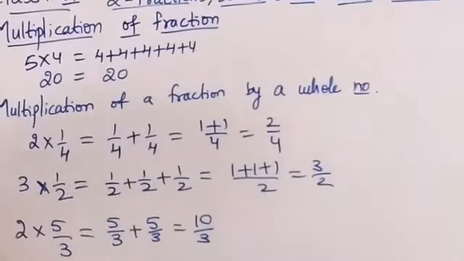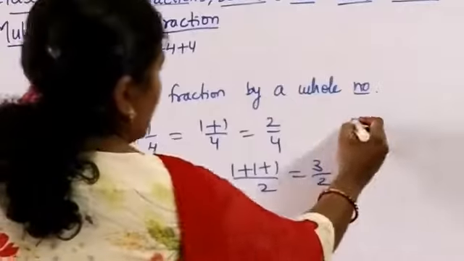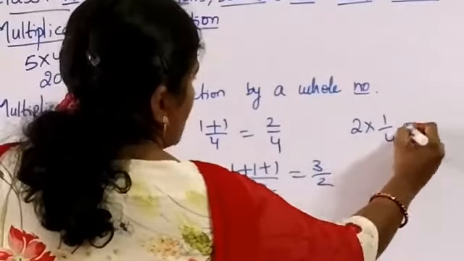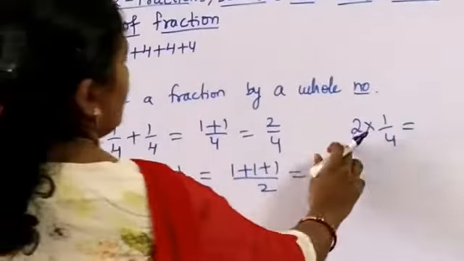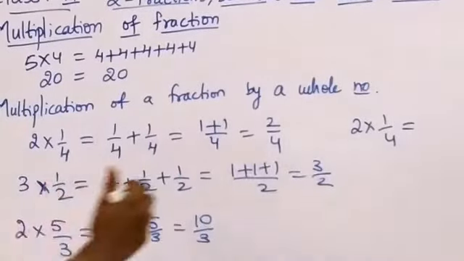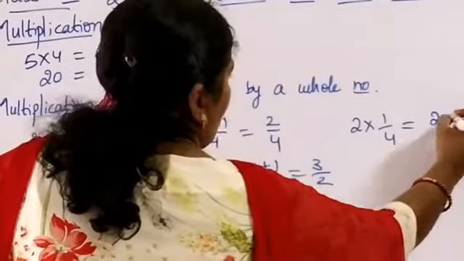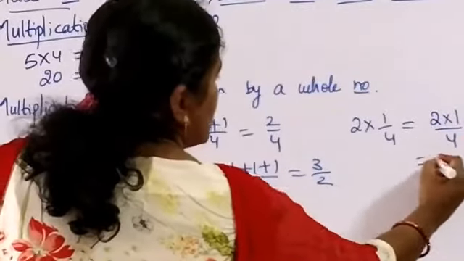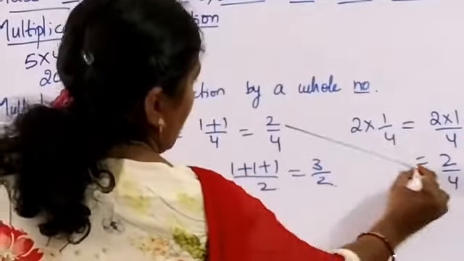Here what did you observe? When you multiply 2 into 1 by 4, you should multiply the whole number with the numerator by keeping the denominator as it is. That is, here 2 into 1 by 4, how much? 2 by 4. That is the answer you got here, right?